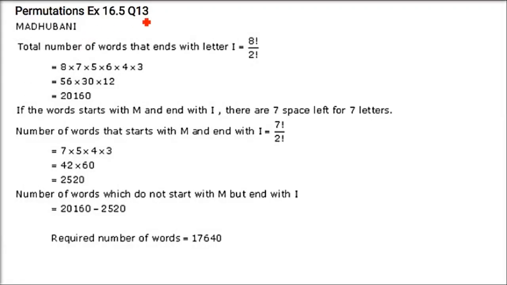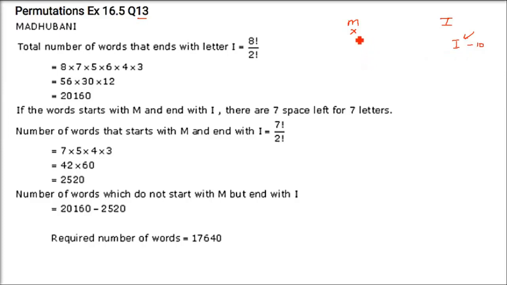The permutations of the letters of the word MADHUBANI that do not begin with M but end with I. It should not start with M and it should end with I. All the formations we have to find. So what we'll do is first find all the formations where it ends with I; whatever comes at the front, we don't care. So it should end with I. First condition is this.